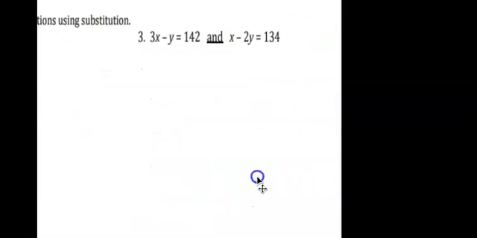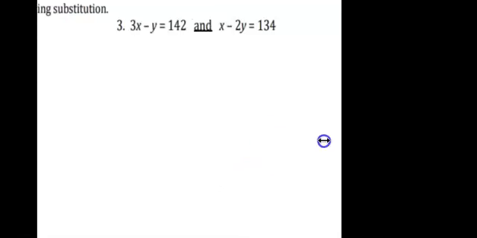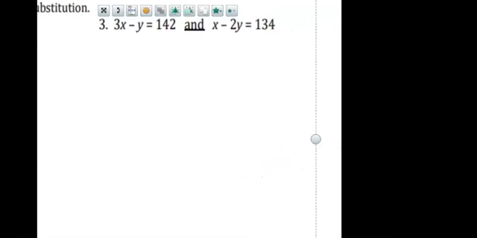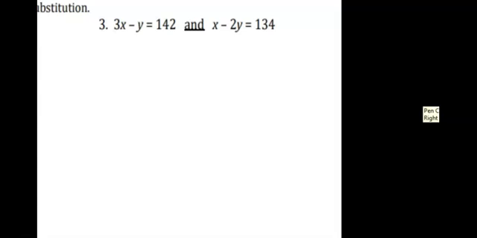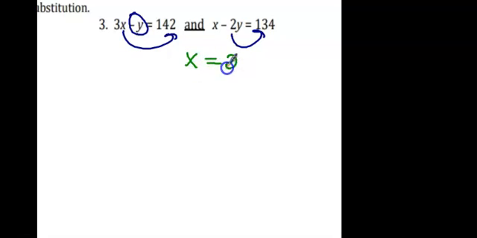All right, now it is your turn to try out a problem by using substitution. Okay, so I have 3x minus y equals 142 and x minus 2y equals 134. So we have to look at this and see which one we want to get by itself. In this problem, if we wanted to get y by itself, we would have to subtract 3x and then divide by -1. In this problem, we would just have to add 2y to both sides. So I'm actually going to do that one. Either way, whichever one you substitute, it should work.